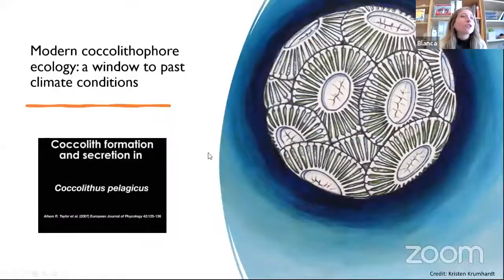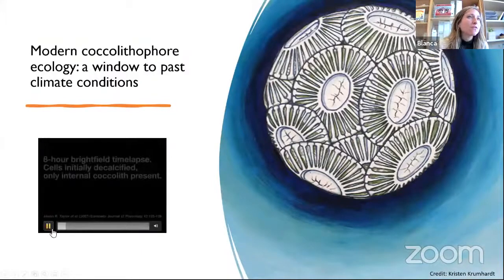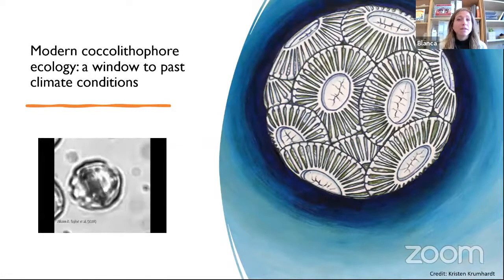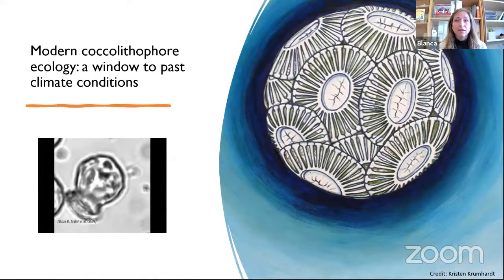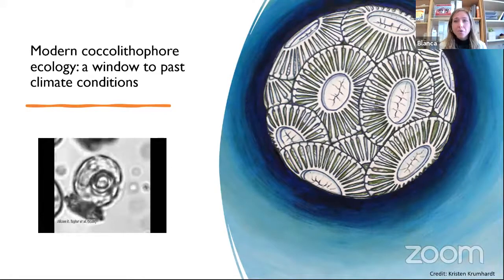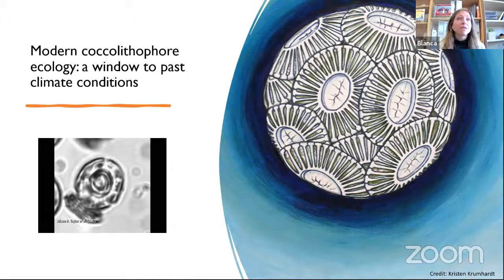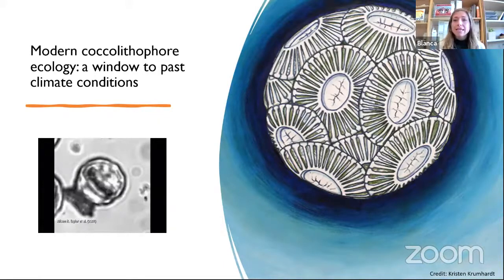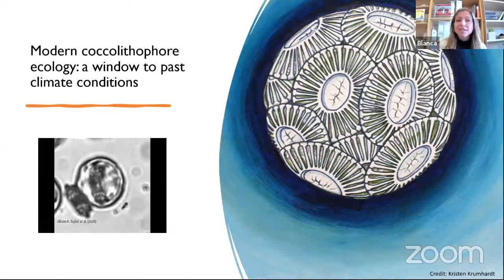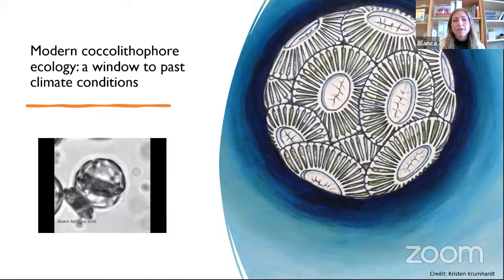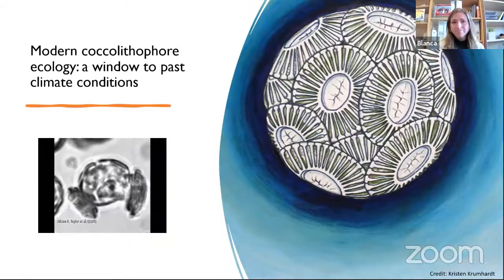I would like to start my talk with a video you've seen already in other NannoTalks. This is a clip of a cell of Coccolithus pelagicus calcifying a coccolith, right? But while this little critter is doing its homework, I would like you to think about its surroundings. Is it cold? Is it warm? Is it salty or turbid? Is it nutrient-rich or oligotrophic? And how was the CO2?